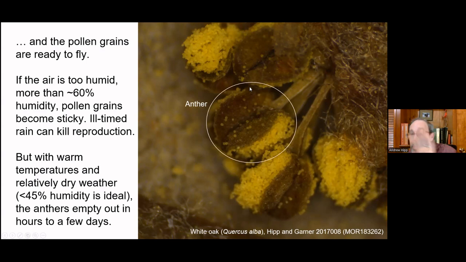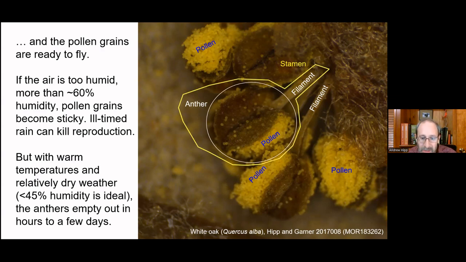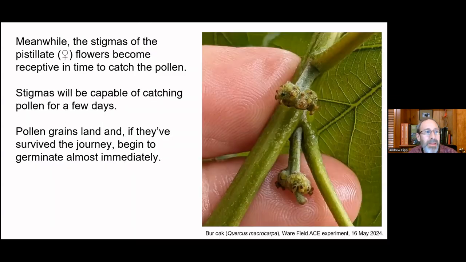So what we're looking at here, just to orient you again, is what you would see under a hand lens. If you had a magnifying glass and you're looking at one flower, there's the anther with pollen grains coming out of the side. It's attached to the flower by a filament. Pollen grains spill out of the side, and then that whole thing together is called the stamen. Okay, so that's the male flowers.